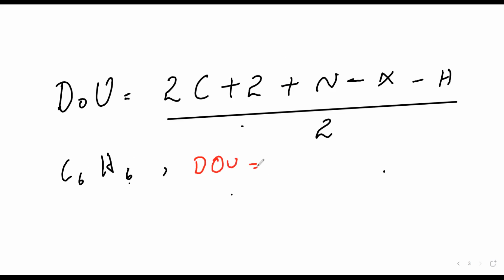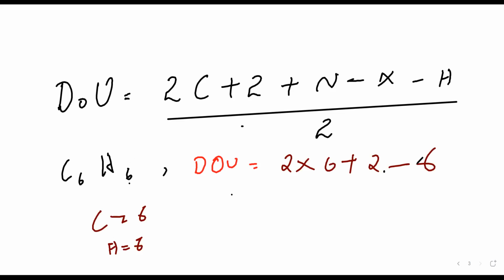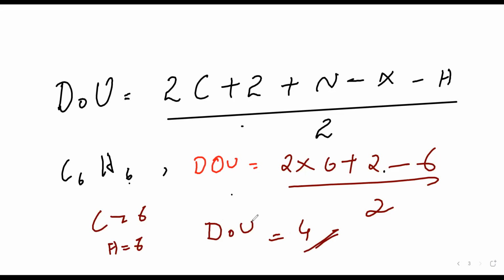DOU, or degree of unsaturation of benzene. So carbon is 6, hydrogen is 6. We don't have halogen or nitrogen, so that is 0. So how do we do it? 2 into 6 plus 2 minus 6, by 2. So what is the answer for this? 4. Degree of unsaturation is 4.